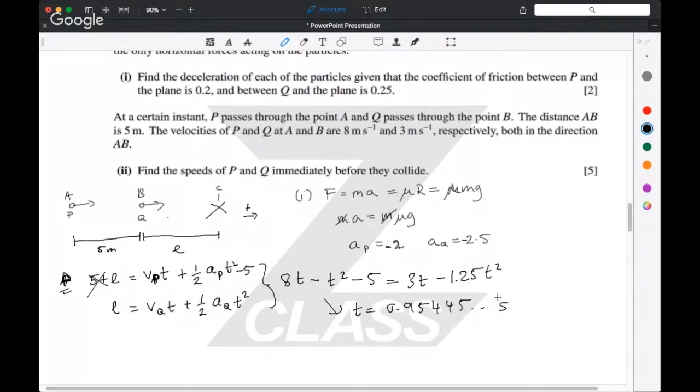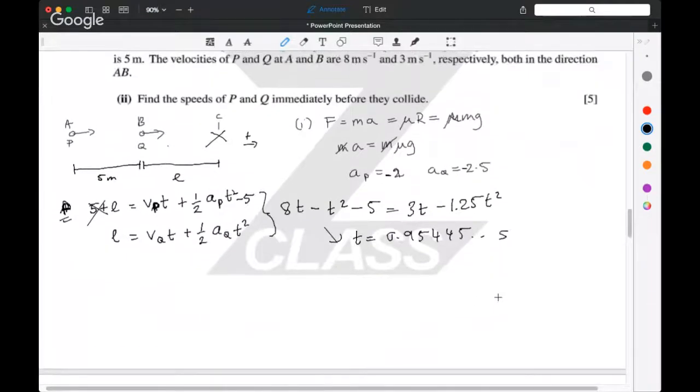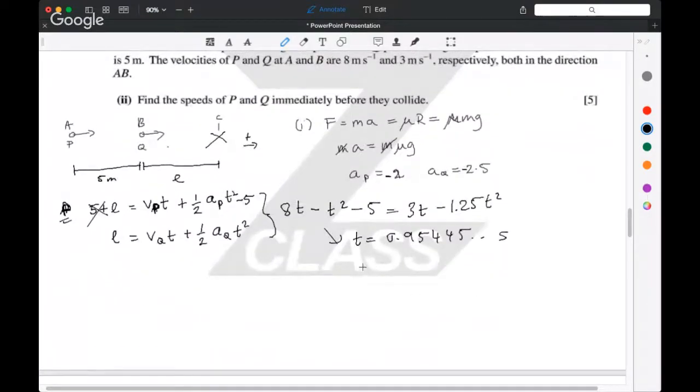Now I can use this to find the speeds of P and Q, just using the formula V final is equal to V initial plus the acceleration times the time. So the velocity of P at the end is equal to the initial velocity minus 2 times this time that we found, and so on. You can plug that in.